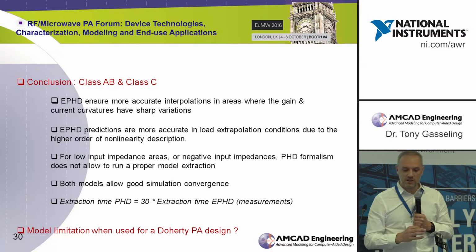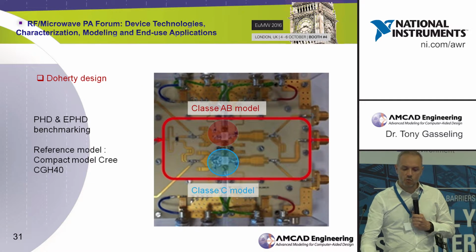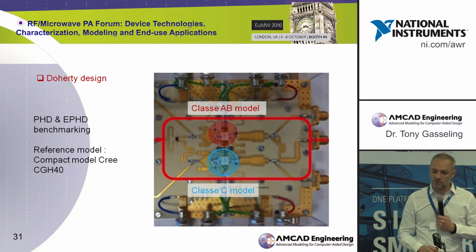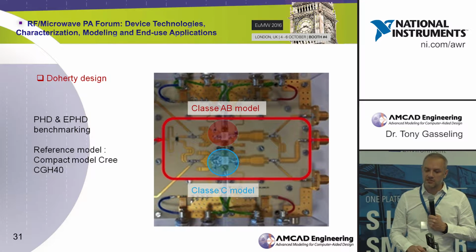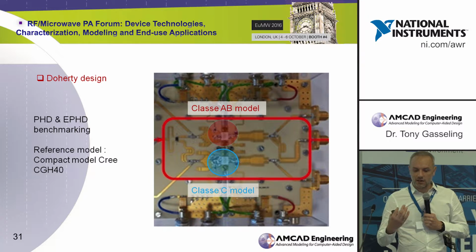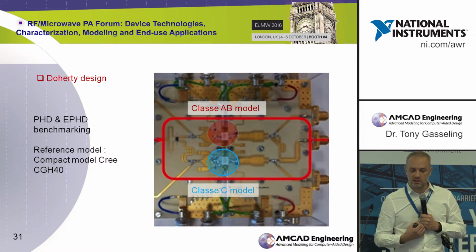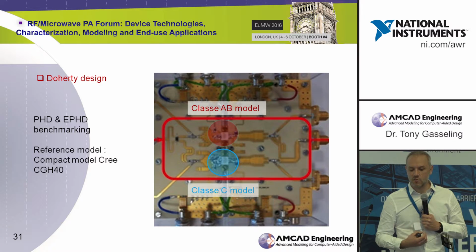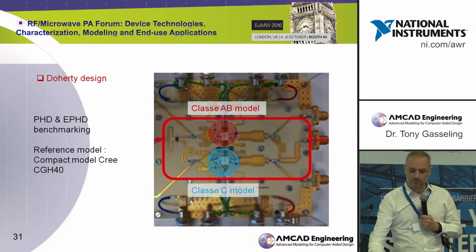So that was the first benefit, and the second benefit was really to reduce the time spent during the measurements. We have designed a Doherty amplifier using these two different models, and we made a simulation at the circuit level using both class AB and class C models simultaneously. We also made a measurement of the power amplifier to see if we were able to predict the performance of such an amplifier.